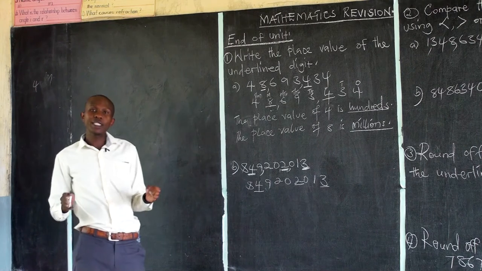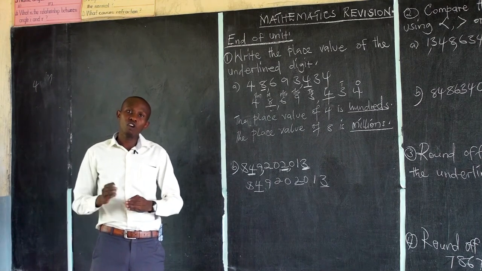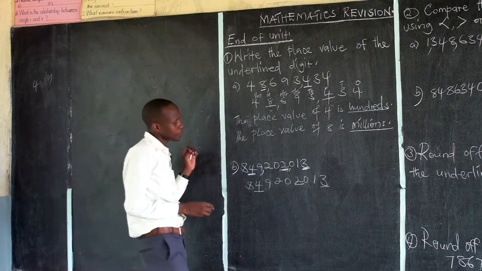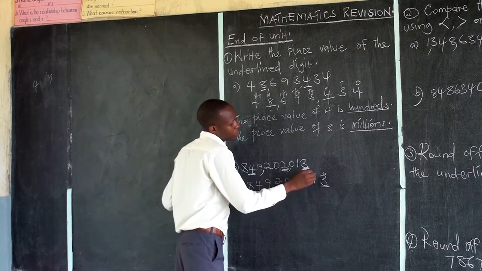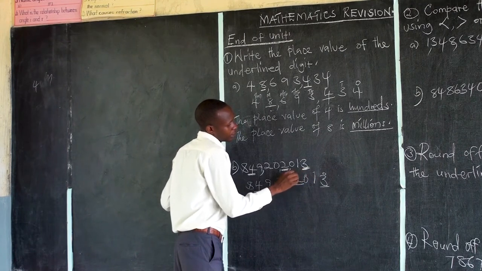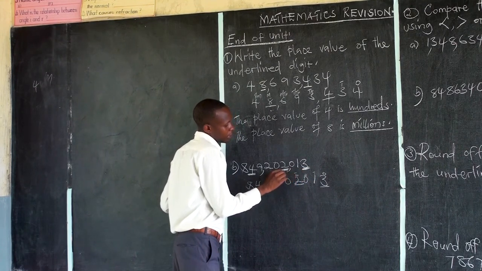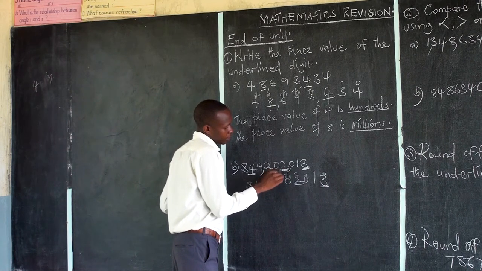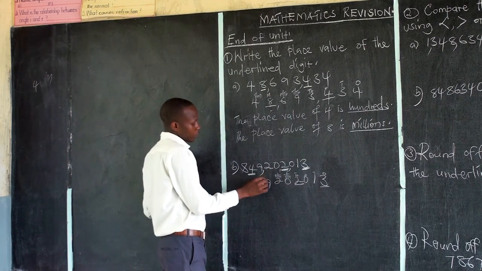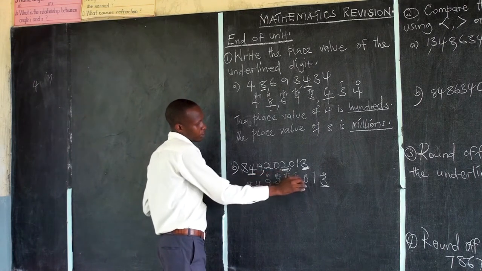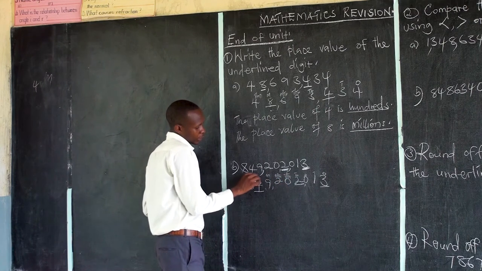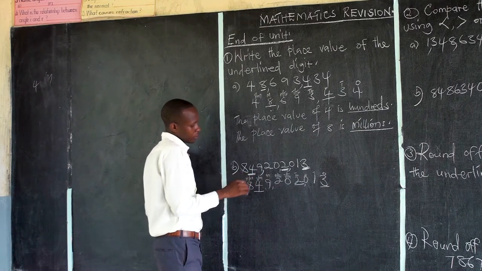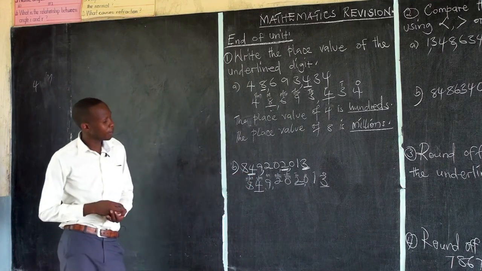The first thing we need to do is just to identify the place value of every digit before we move ahead. So I'll say this will take ones, this will take tens, hundreds, thousands, 10,000, 100,000. This will take millions, 10 millions, 100 millions. That is what will happen.